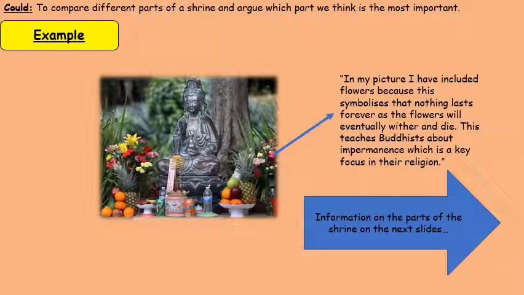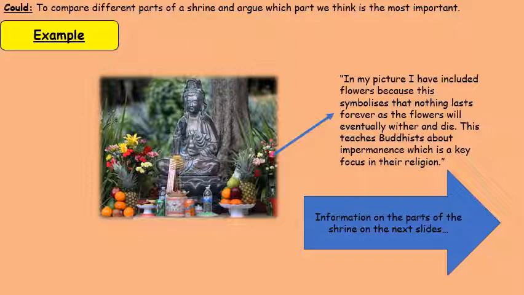Okay, so I want you to imagine that I've drawn this picture here, which would never happen because I'm awful at drawing. But imagine I've drawn that, and I've drawn a little arrow, the blue one, off from the flowers, and this is what I would have written down on my work. So in my picture I have included flowers, because this symbolises that nothing lasts forever, as flowers will eventually die and wither away. This teaches Buddhists about impermanence, which is the key focus of the religion.